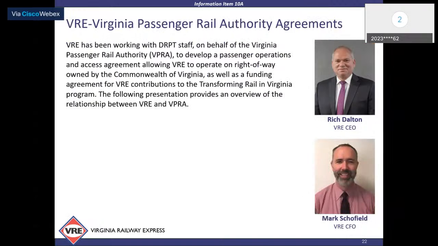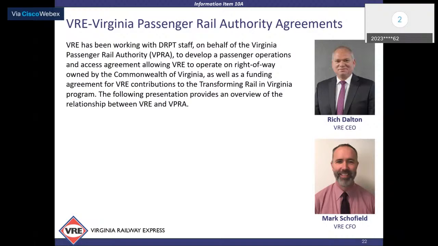Moving on to information items. Rich, will you provide the board with a briefing on the VRE-Virginia Passenger Rail Authority agreements, please? Thank you, Mr. Chair. We will try to be brief, but there's a lot of elements to both of these agreements. So let me just kind of do a little table setting here for a second.